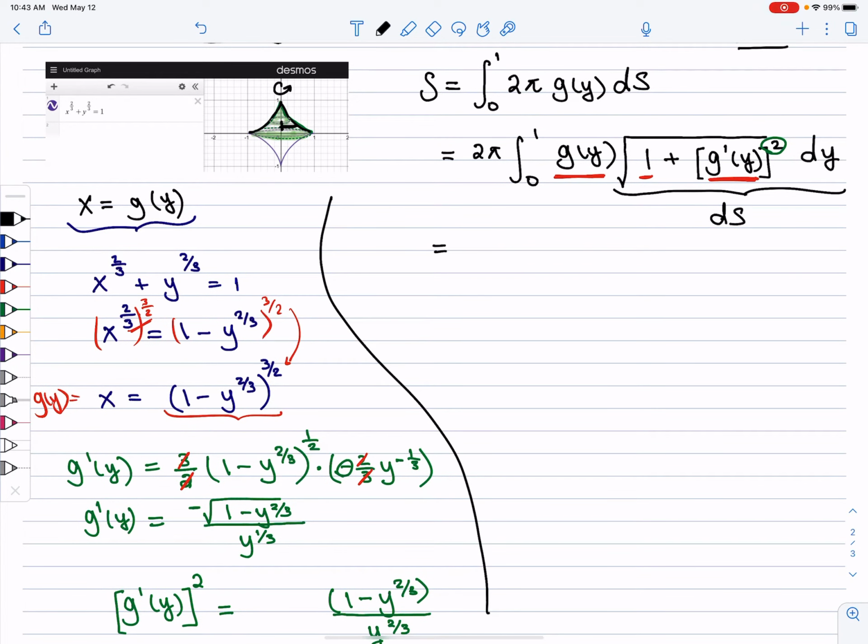So this is going to be equal to 2 pi, the integral from 0 to 1. What was g of y? g of y is equal to (1 minus y to the 2/3) to the 3 over 2, remember?